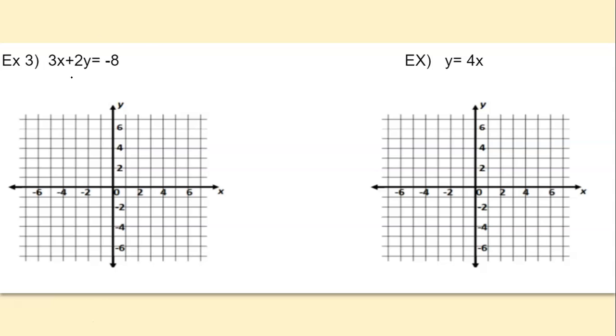Okay, so this one is also not in slope-intercept form. We need to move the x term to the other side, so we'll subtract 3x on both sides.